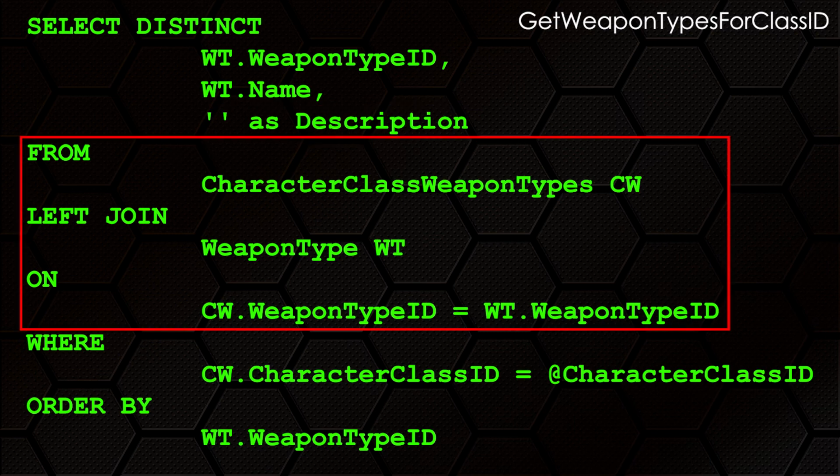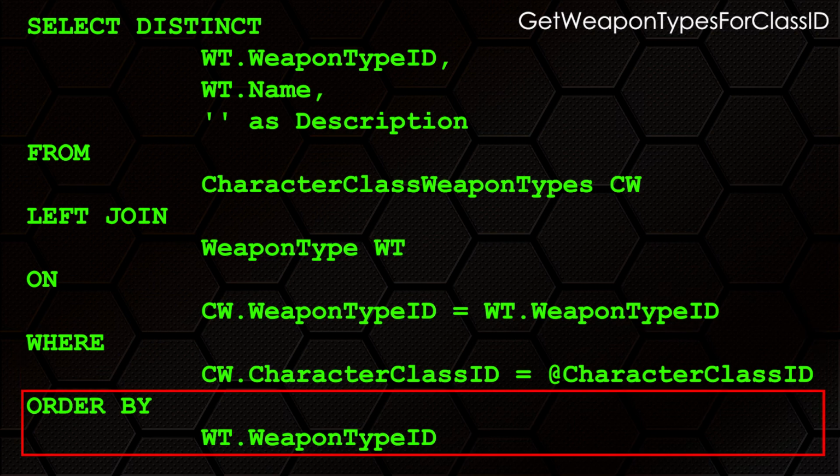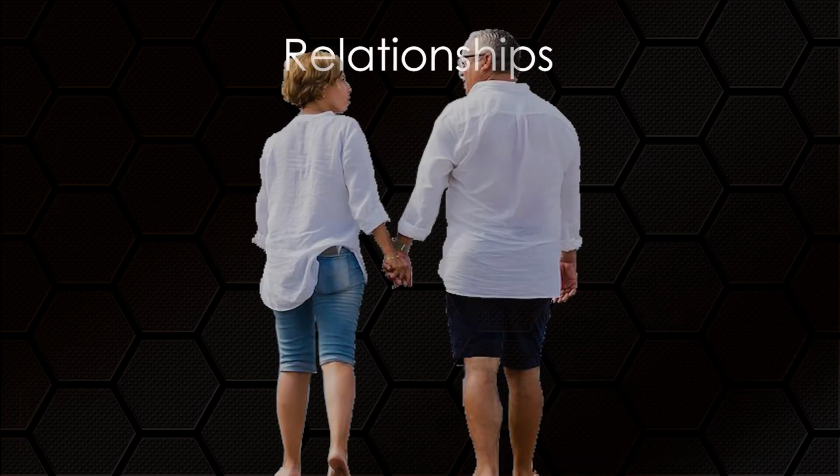It joins or relates multiple tables together, character weapon types and weapon types. It filters the data with a where clause, in this case using a parameter we specify at runtime. It sorts the resulting table by weapon type ID before then returning the data to us. Probably the bit which causes most issues for people is the relationship join part.